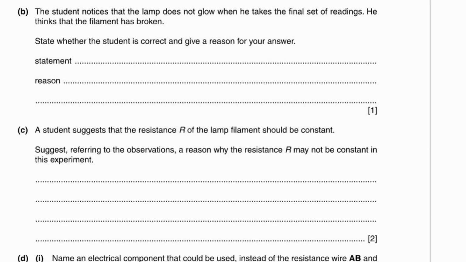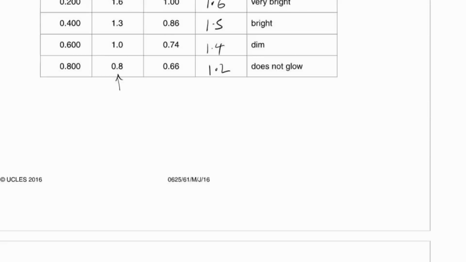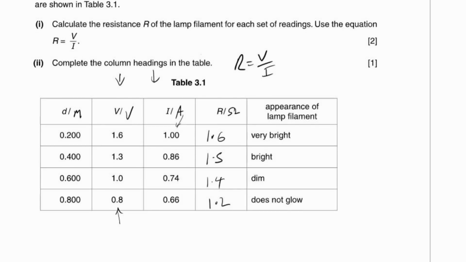Part B, the student notices that the lamp does not glow when he takes the final set of readings. He thinks the filament has broken. State whether the student is correct and give a reason for your answer. Has the circuit broken? Has this lamp broken for the final reading? Looking at that, I'm going to say no. Why am I going to say no?